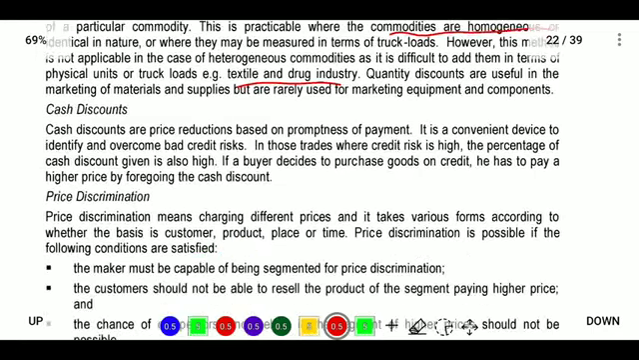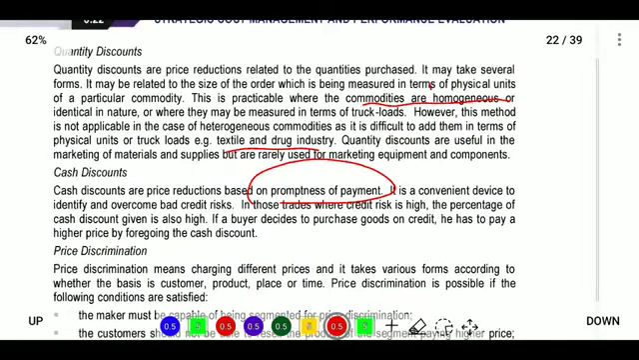Next, cash discount. What is cash discount? Cash discount means price reduction based on prompt payment. If they are providing a credit period of 30 days and you pay in 15 days or 10 days, then you will get the cash discount. This is for prompt payment. Quantity discount, by contrast, is related to quantity purchased.